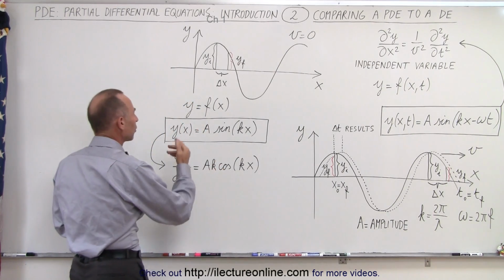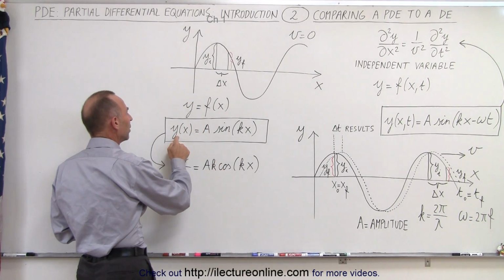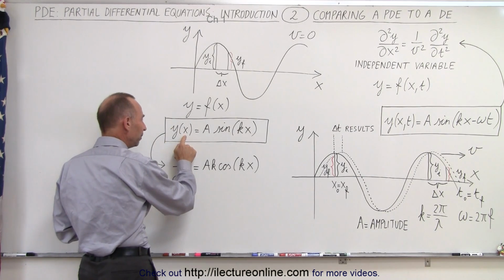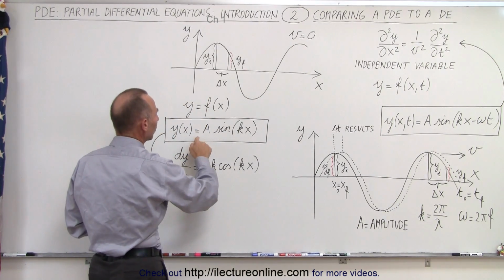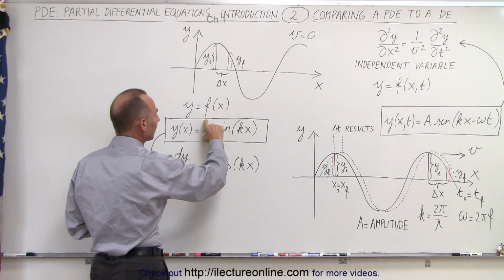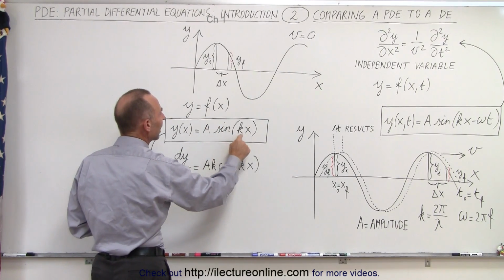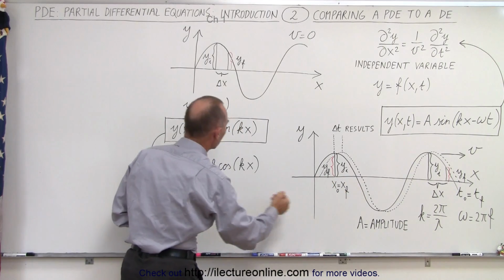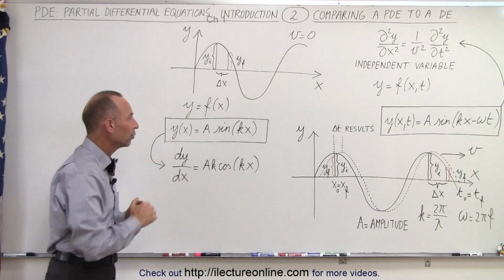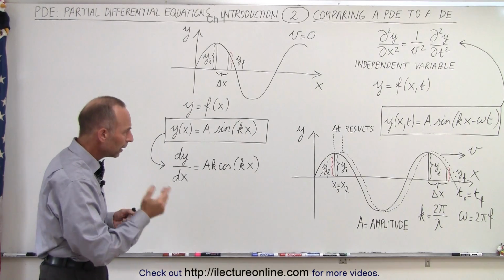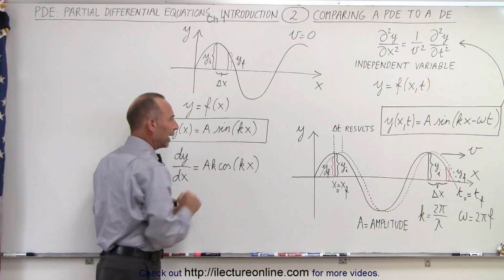Over here, we have the equation where y is dependent only on a single variable, and that variable is x, position, and so the equation is equal to the magnitude, the amplitude A, times the sine of kx. k again is the wave number, and A is the amplitude of the wave oscillation. Now notice it only depends on the variable x.